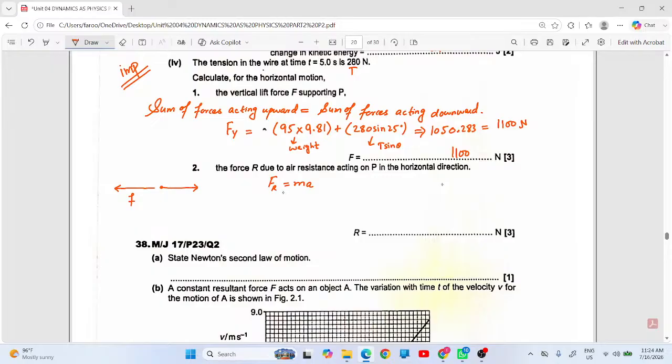So T cos theta minus R equals mass times acceleration. One force is due to the tension, T cos theta, minus R. The mass is 95 and the acceleration we found was 1.4. So here the tension 280 cos 25 degrees minus R equals 95 multiplied by 1.4.